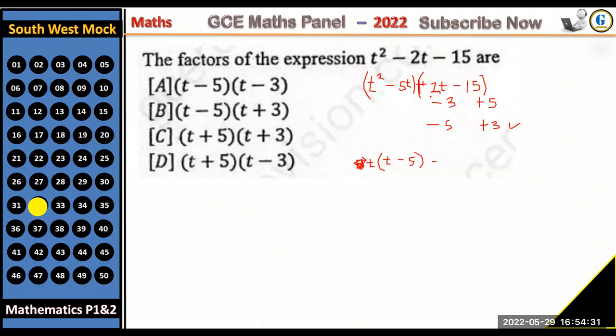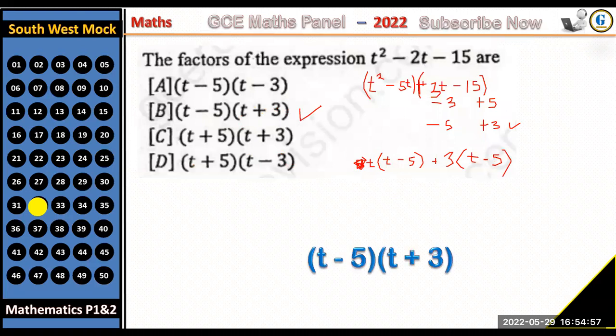3 is common. So we have plus 3 into t minus 5. So we bring all of these other terms together. This is what you're going to have, t minus 5 into t plus 3. So this gives us which of these answers? t plus 3, t minus 5. Okay, the second one, B.